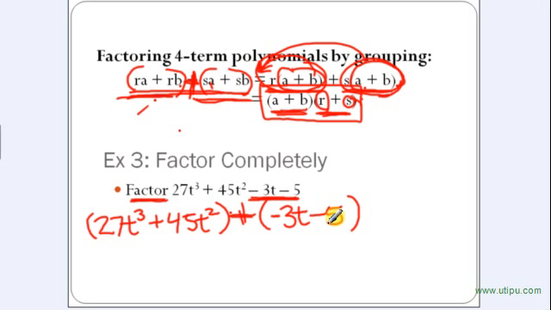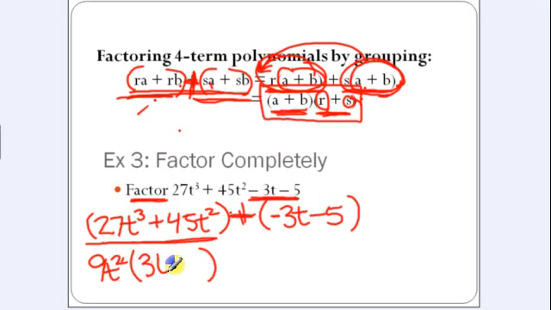Now again, my goal is factoring here, so we need to continue. Let's look at my first group. What's the greatest common factor between 27 and 45? Well, 9 goes into both of those. What about for t cubed and t squared? Well, t squared goes into both of those. So I can factor out 9t squared from both my terms. Dividing 9t squared out of the first term, I'm left with 3t. Dividing 9t squared out of the second term, I'm left with a positive 5.